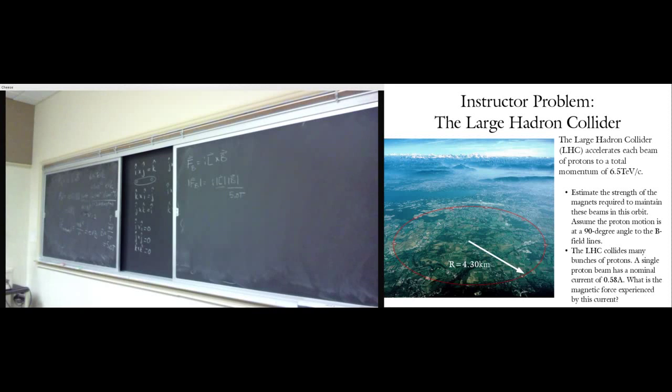Yeah? Did we not have to divide by E and the radius of the circle? You did. I just left that out. I didn't explicitly put those in. I just converted 6.5 TeV over C into kilogram meters and seconds. Yeah, so down here you'd have another E, which is 1.6 times 10 to the minus 19, and then this would be 4.3 times 10 to the 3 meters. So if you put all that together in a calculator, you should get 5 tesla out of it.